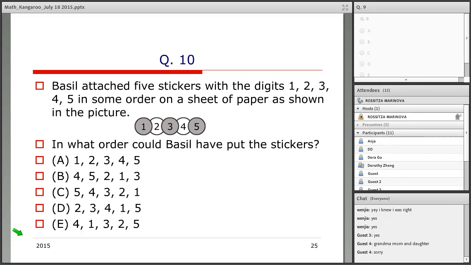Basil attached 5 stickers with the digits 1, 2, 3, 4, 5 in some order on a sheet of paper as shown in the figure. If you see over here, you have 5 stickers: 1, 2, 3, 4, and 5. However, you see the stickers are not actually in the same line. They are up and down. So the question is, in what order could Basil have put the stickers? You have different options over here. Try to figure out. Once your answer is ready, go ahead and answer the poll. Meantime, I will have the poll ready.